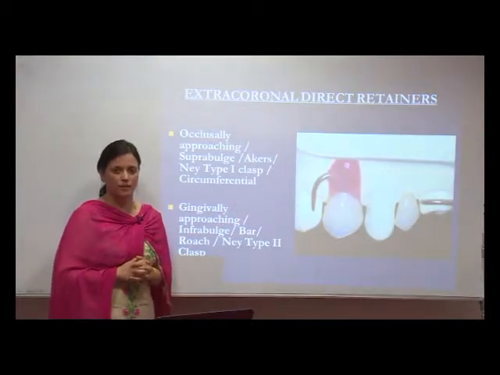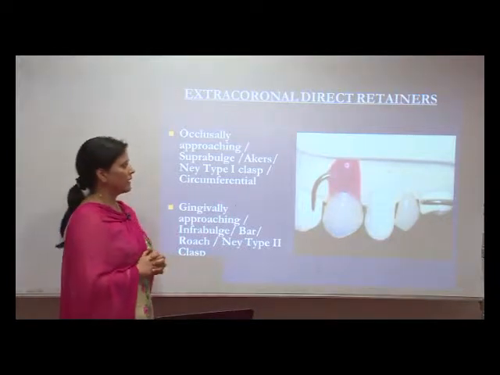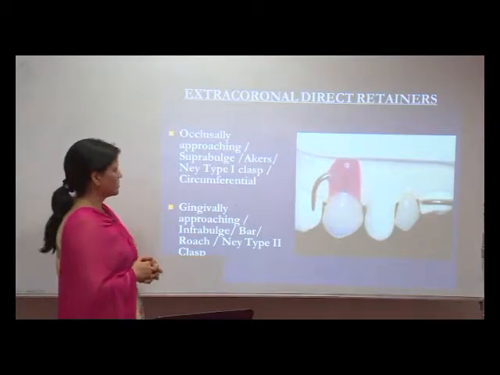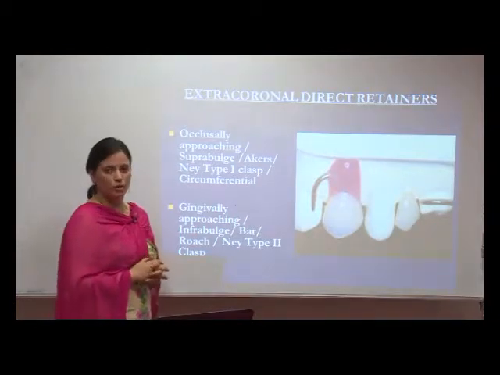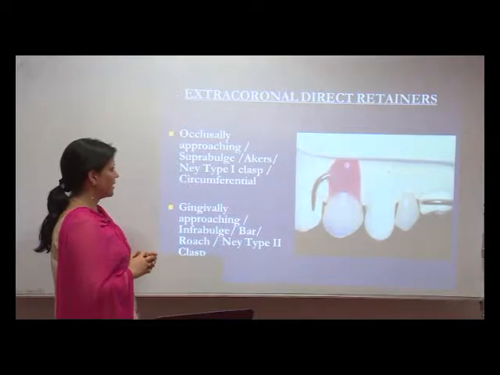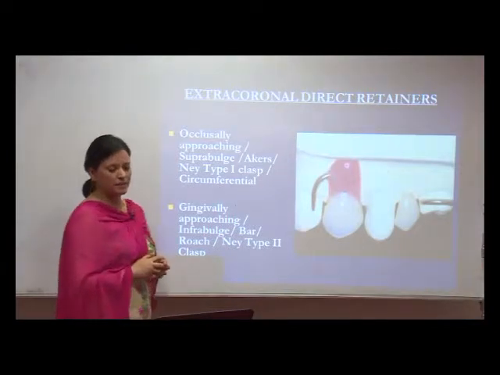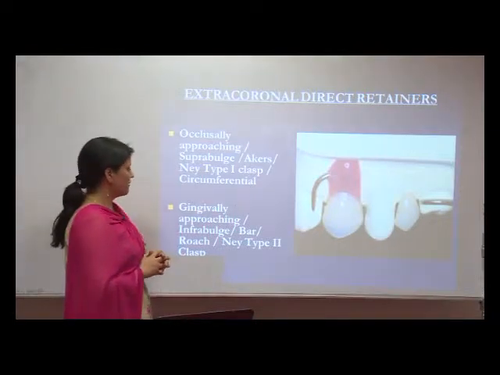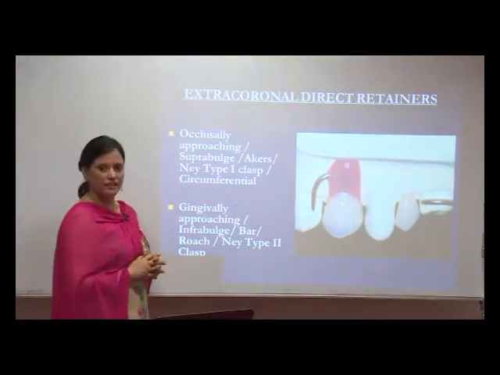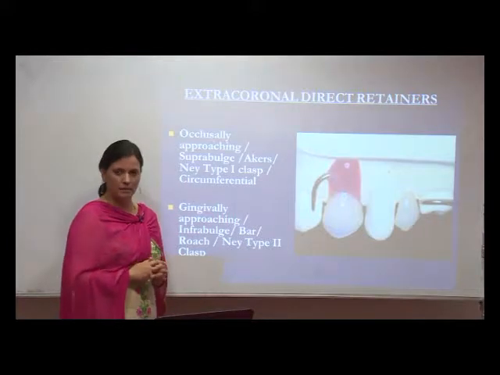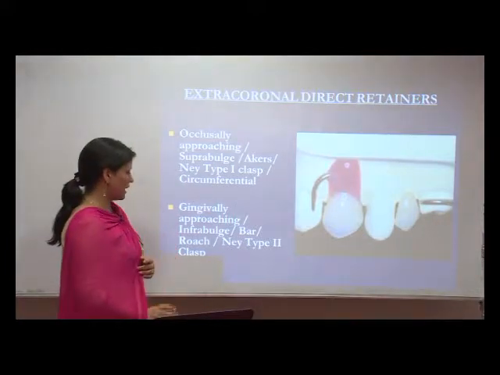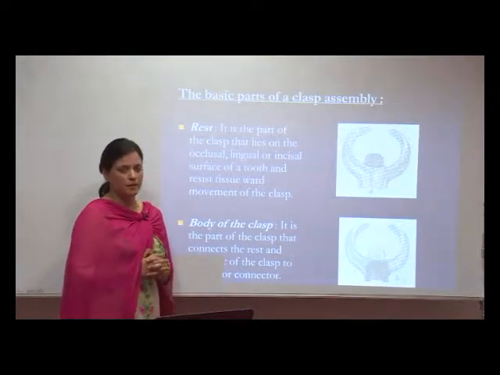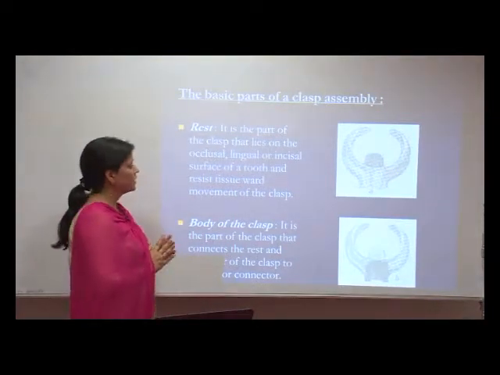Now coming to extracoronal direct retainers. Extracoronal direct retainers are of two types: suprabulge and infrabulge clasps. Suprabulge clasps are also called as occlusally approaching clasp, Ackers clasp, Ney type 1 clasp, or cast circumferential clasps. Coming to gingivally approaching clasp, the other names of gingivally approaching clasps are infrabulge clasp or Roach clasp or Ney type 2 clasp. The basic parts of clasp assembly are the rest.